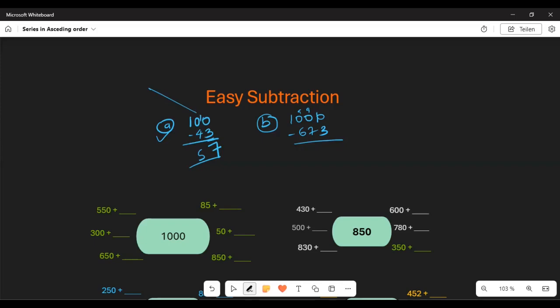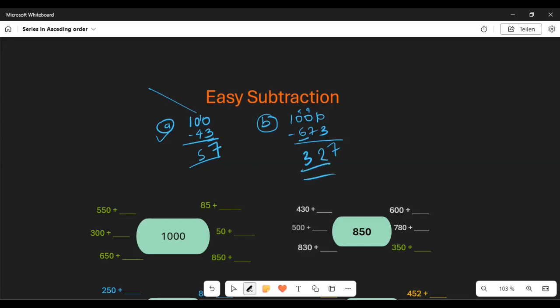So let's say the first number is 9, the number being subtracted. 10 minus that 3 is going to give us 7. And then the second one, you subtract from 9. So we have 9 minus 7, which will give you 2. 9 minus 6 is going to give you 3. So that's going to be your answer.